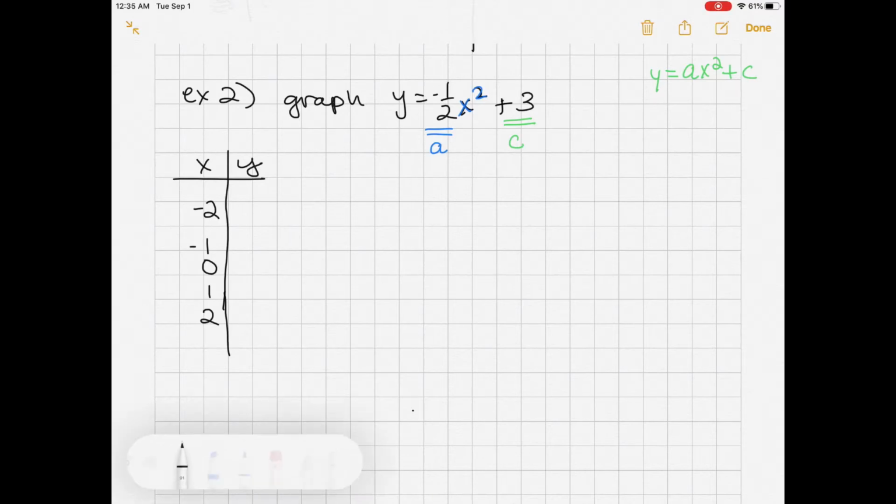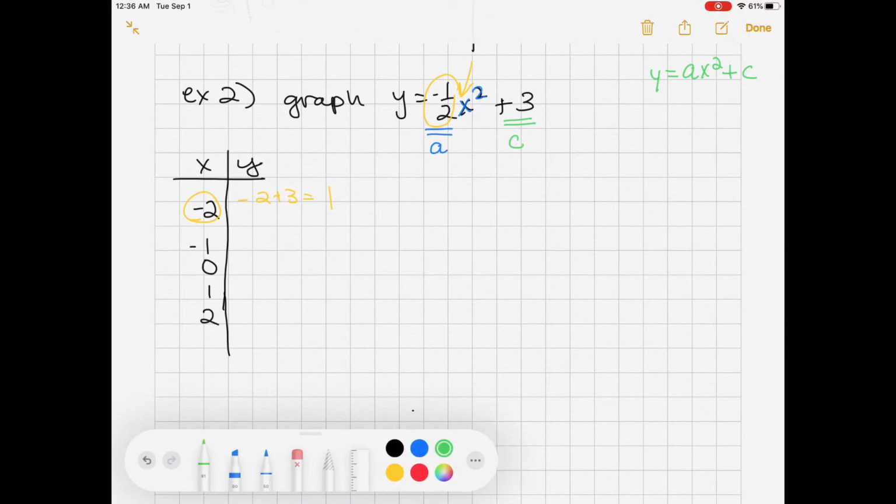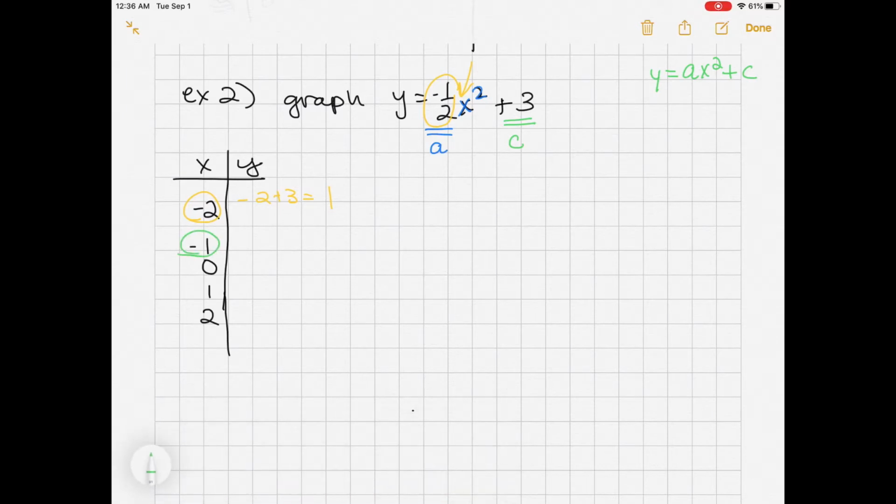So I'm going to go ahead and do as I did before. I'm going to take my value for x and insert it right here for x. So we know negative 2 squared is a positive 4. And then we're going to multiply that negative 1/2 in front of it. So negative 1/2 times 4 is negative 2. Add the 3. So it's like saying negative 2 plus 3, and we got a positive 1. All right, let's do this next one. Negative 1, you insert it here for x. Negative 1 squared is positive 1 times negative 1/2 is negative 1/2. Add the 3, and we get 2.5.